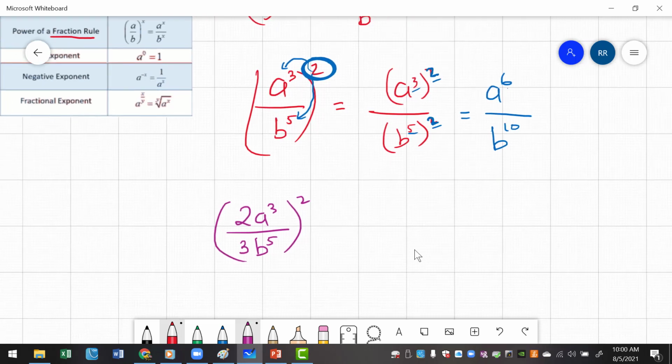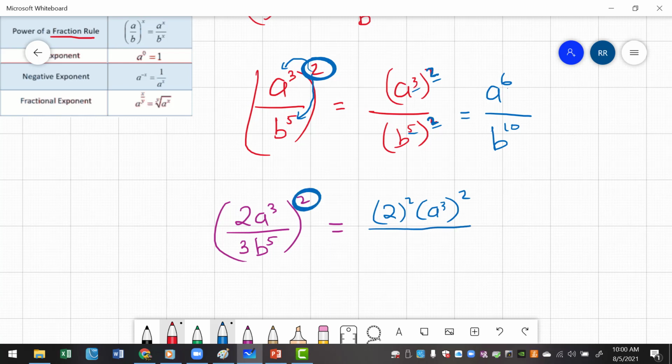Let's focus on the numerator first. If I focus on the numerator, I will get 2 to the power of 2, and then a to the power of 3 to the power of 2. This 2 is distributed to here and to here. So this 2 to the power of 2, this 2 comes from here.